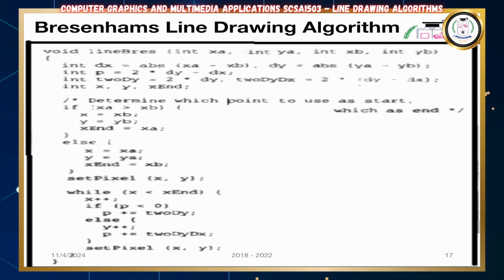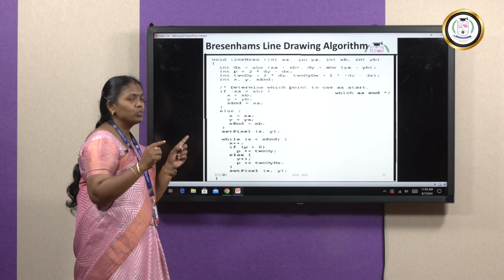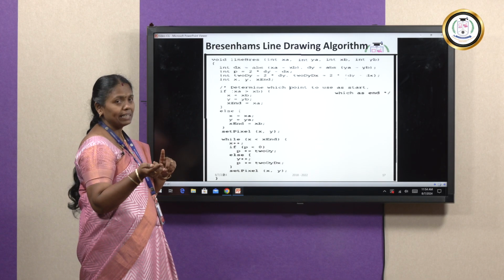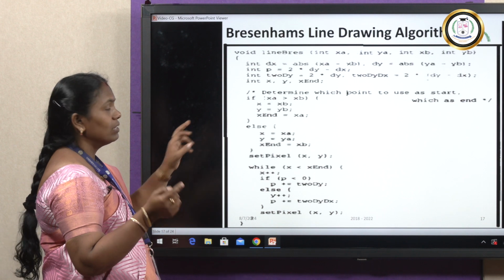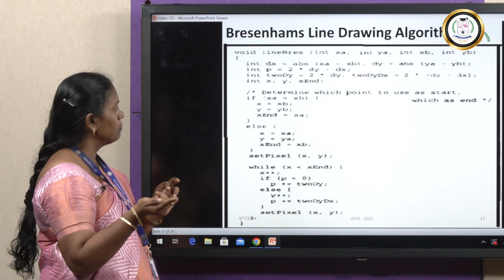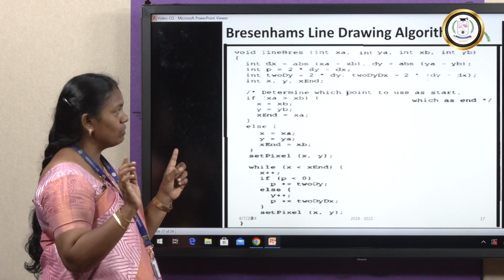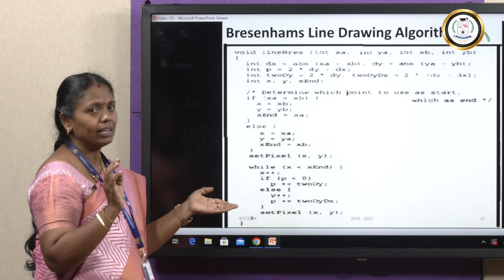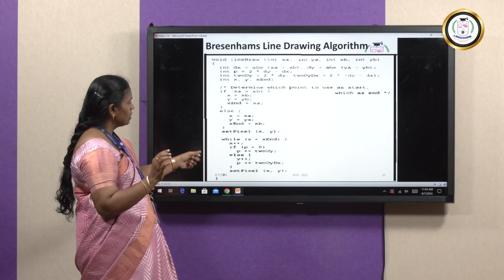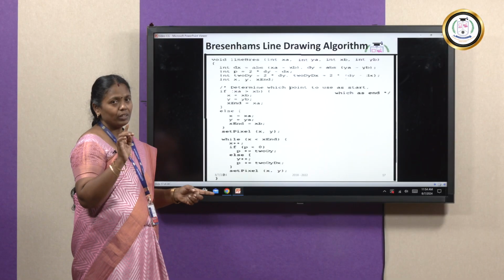So these are my steps for Bresenham's line drawing algorithm. Same thing here also: starting point and ending point, we will get input from the user. We have to determine which point we are using as the start and which as the end. This is the calculation part. If xa is greater than xb, then x end will be the xa value, otherwise xb will be the end value. Here the same thing, the loop will be repeated till delta x times.